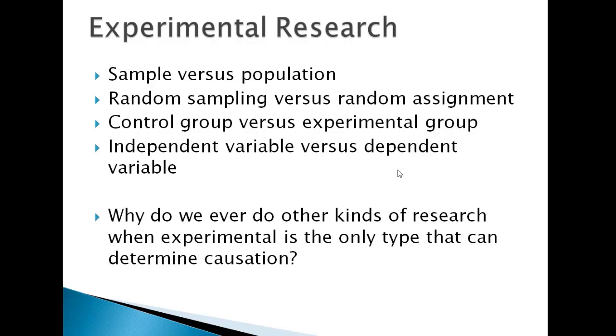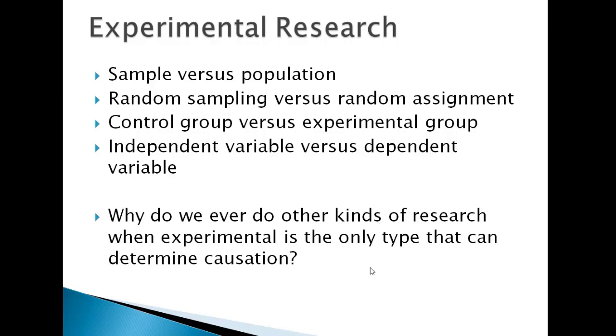So, for example, in this example, it would be symptoms of depression. Your dependent variable is your outcome measure. So we would expect that our dependent variable would show us fewer symptoms of depression in the experimental group and more symptoms of depression in the control group. So we manipulate the independent variable and we measure the dependent variable.